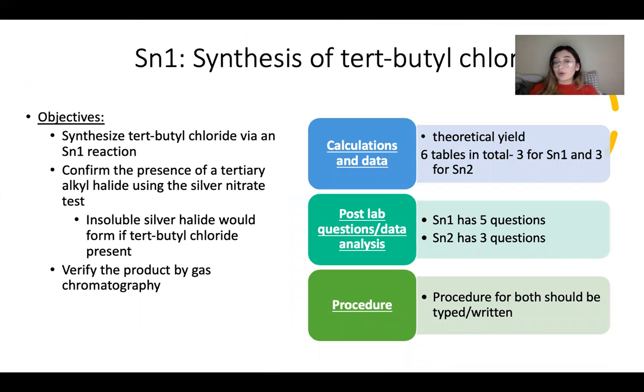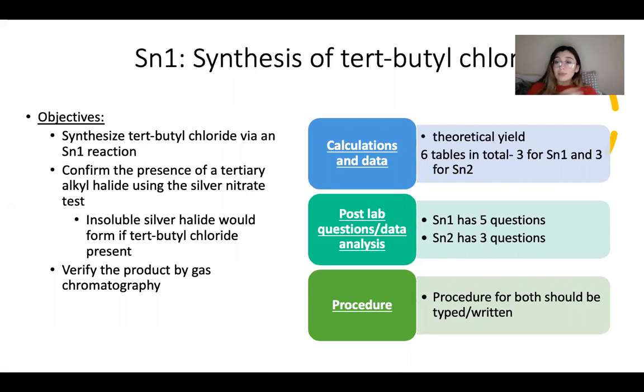Synthesis of tert-butyl chloride. This is the first part of the lab that I was talking about. The objectives for this lab are to synthesize tert-butyl chloride via an SN1 reaction. Remember, we're doing this by converting t-butanol to tert-butyl chloride. We're going to confirm the presence of a tertiary alkyl halide using the silver nitrate test. An insoluble silver halide would form if tert-butyl chloride is present. And then we will verify the product by gas chromatography.